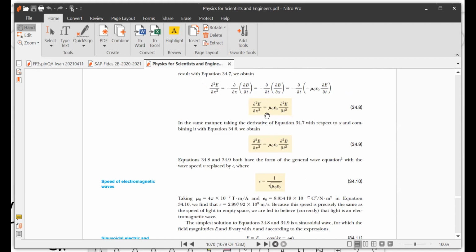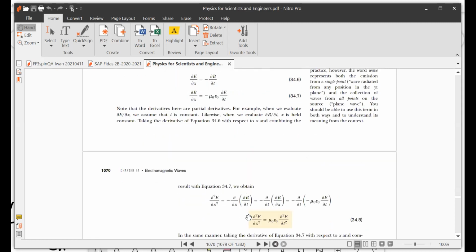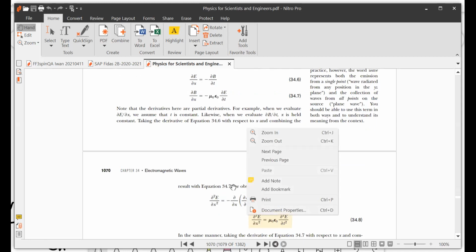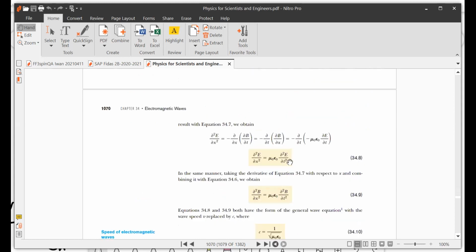So somehow this electric field is connected to B. Somehow there is a relation between E and B. This relation can be found using these two equations. We will see about that. So we conclude from these equations, basically this 34.8 and 34.9, is the wave equation.